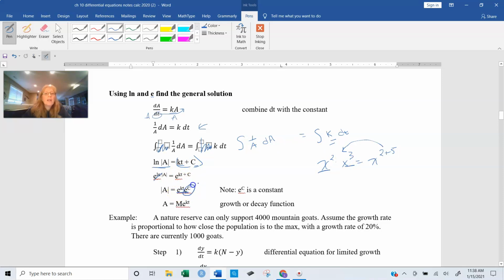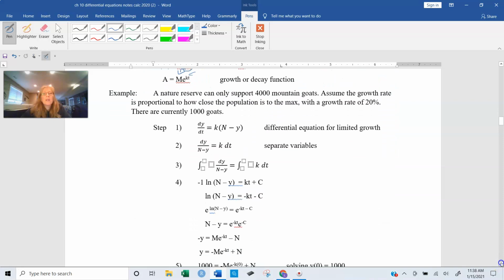E to the c again is just a constant, and we renamed it m. It's actually what we use in the growth and decay, which is fine. The k is now your constant of variation, and we've used those before. I hope you remember them. Okay, let's continue on. Now let's apply this a little bit.